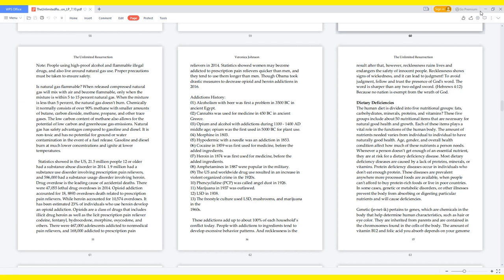There were 467,000 adolescents addicted to non-medical pain relievers, and 168,000 addicted to prescription pain relievers in 2014. Statistics showed women may become addicted to prescription pain relievers quicker than men, and they tend to use them longer than men. Obama took drastic measures to decrease opioid and heroin addictions in 2016.